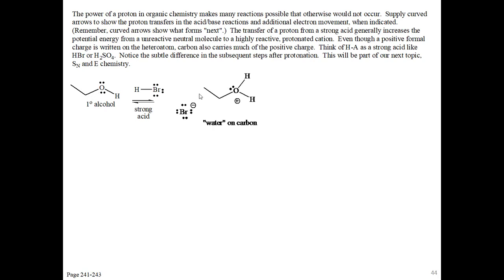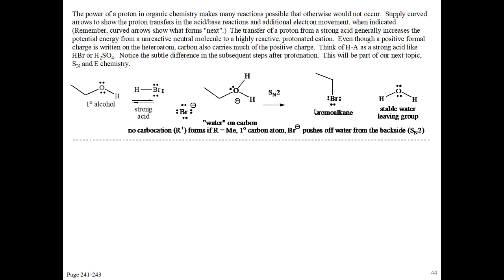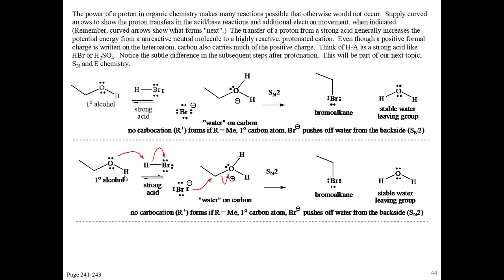Okay. Now if I did that, I would have the bromide conjugate base sitting here, and what we will see happen is that this bromide will push off the water. So this will give us a new molecule, a bromoalkane, and then we forget about the water. That's discarded. We call this a substitution reaction. In this case, because the bromide helps to push it off, we're going to call this SN2. But remember, this is our next topic, so I'm just kind of introducing it here. So this would look like this.